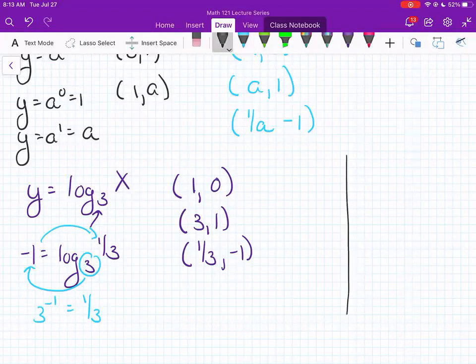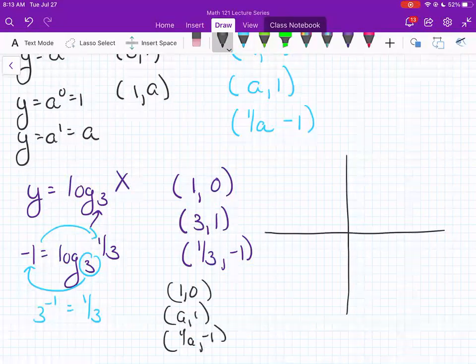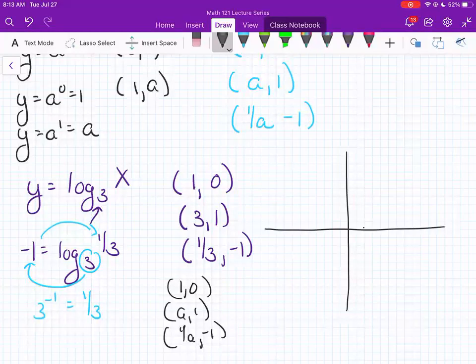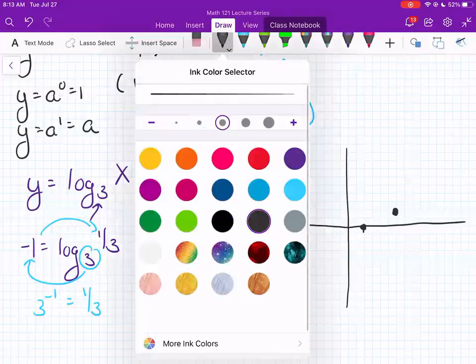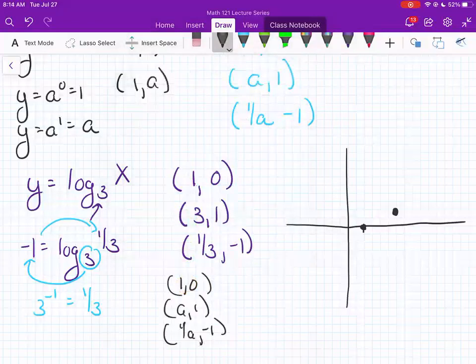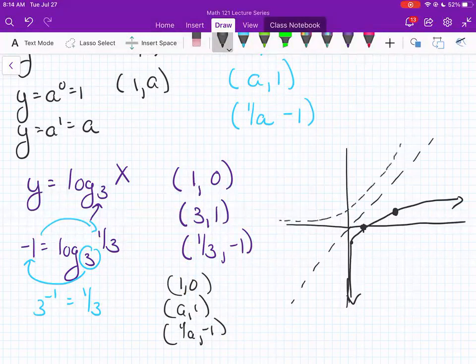Once you have these 3 points, so the 3 points again are (1, 0), (a, 1), and (1 over a, negative 1), you can graph the log equation. (1, 0), (3, 1), and then the point (1 over a, negative 1). Notice it's going to approach the y-axis and curve up. This is the inverse of what the exponential function would be, which remember would be reflected across the line y equals x.